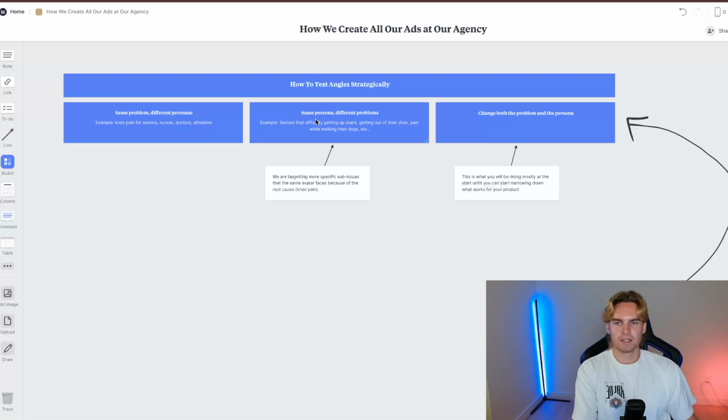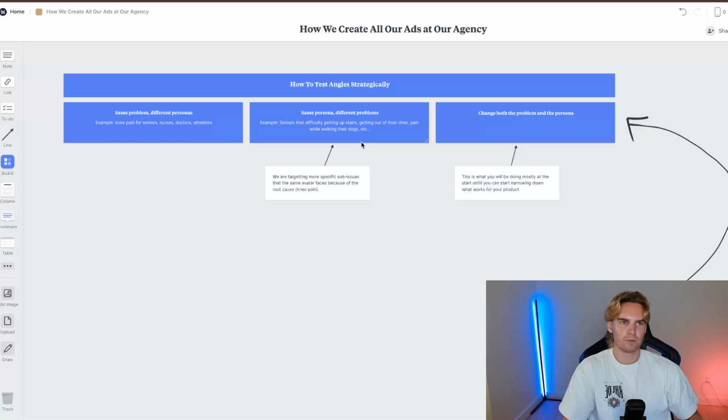The next way is by targeting the same persona, same avatar, but with different problems. Just like I was talking about how you have these overarching issues and sub issues that go within that, this is what you're going to be doing in this case. For example, the overarching issue that you want to be targeting here is, let's say, knee pain, but then in these different angles that you want to test, you can target seniors that have difficulty getting up the stairs because of knee pain, or seniors that have difficulty getting out of their chair because of knee pain, or seniors that have pain while walking their dogs.